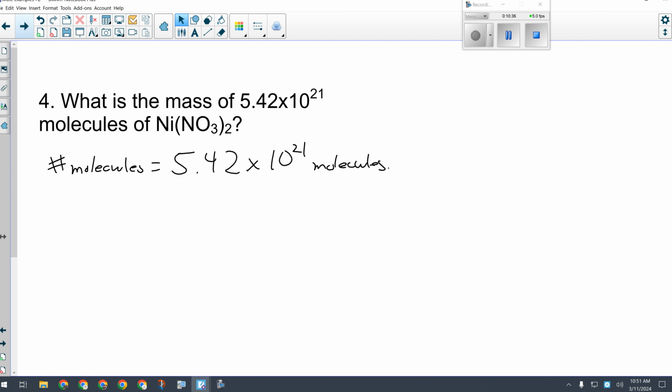Okay? So we got the number of molecules. Okay? We know that we're looking for mass. Okay? And that we know the material is nickel 2 nitrate. Now, this is a trickier one to do molar mass on. I probably would give you an easier compound on the test for a type 4 question.